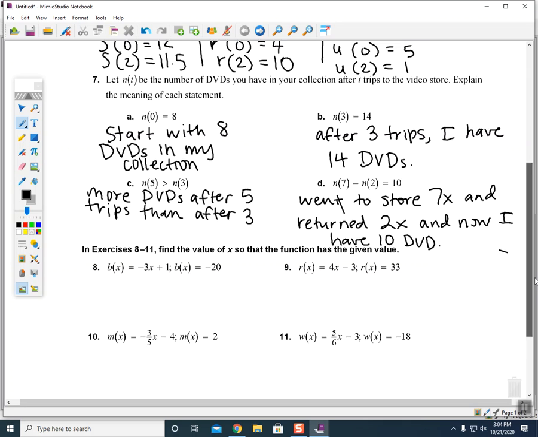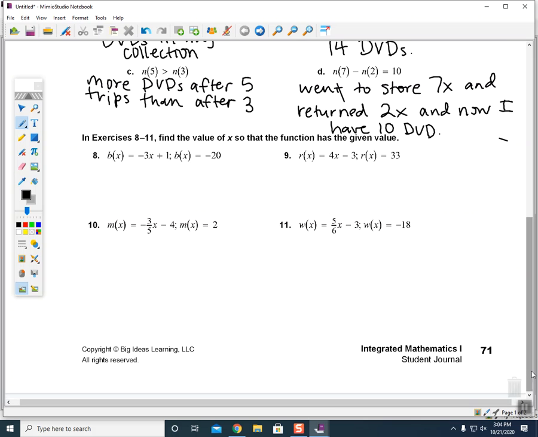Okay, let's move on. 8 through 10, I'm going to do maybe just 2 of these. I'll do 2 of these with you, and then you can do the other 2 on your own. So we want to find the value of x so that the function has the given value. So my function for number 8, I have b of x equals negative 3x plus 1, and I want b of x to equal negative 20.